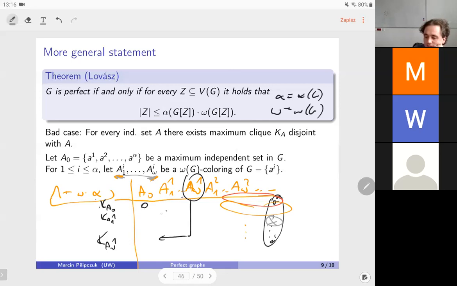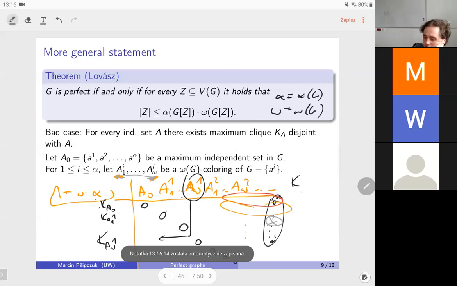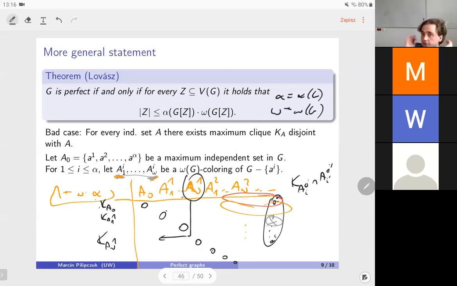These guys have empty intersections on the diagonal. I'm just writing the intersection sizes between these sets. But what's the intersection of K_{A_i} with A_{i'j'}, a different guy, or A0? What we said is that we are taking one from the independent sets and the clique associated with a different one, and what's the intersection here?